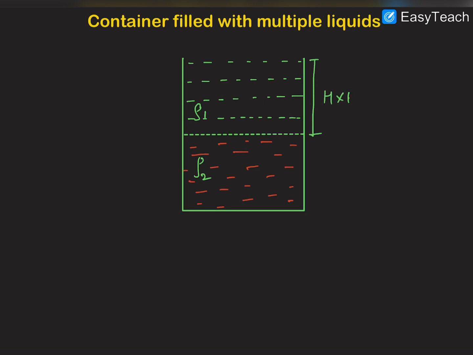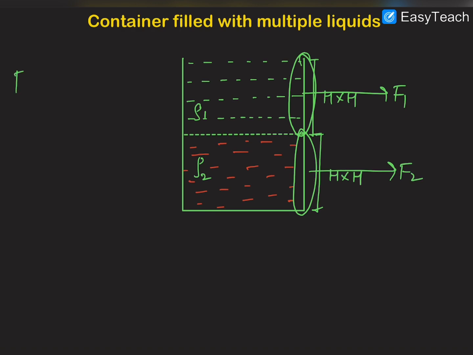Now if in this situation a container is partially filled with two liquids of different densities, and let us suppose that this is an H by H wall and this is again an H by H wall, and we have to find the total force acting on this complete wall. So let us suppose that the force acting on this wall is F1 and the force acting on this wall is F2. So F1 would be equal to the pressure at the center of mass of the wall, which is H by 2 rho 1 g, multiplied by the area, which is H square.